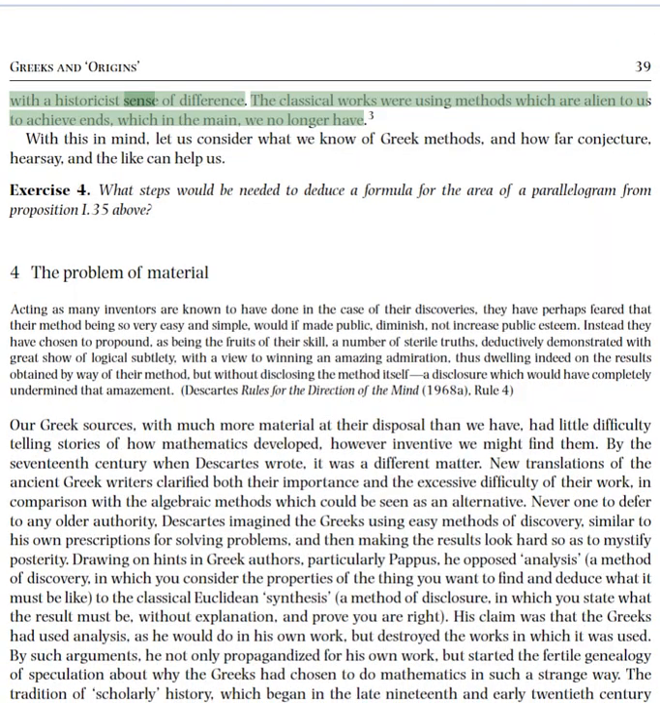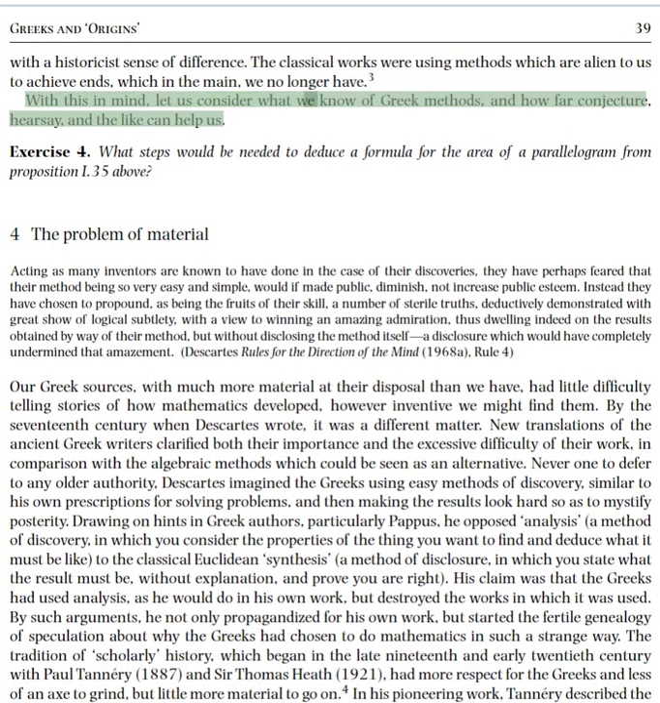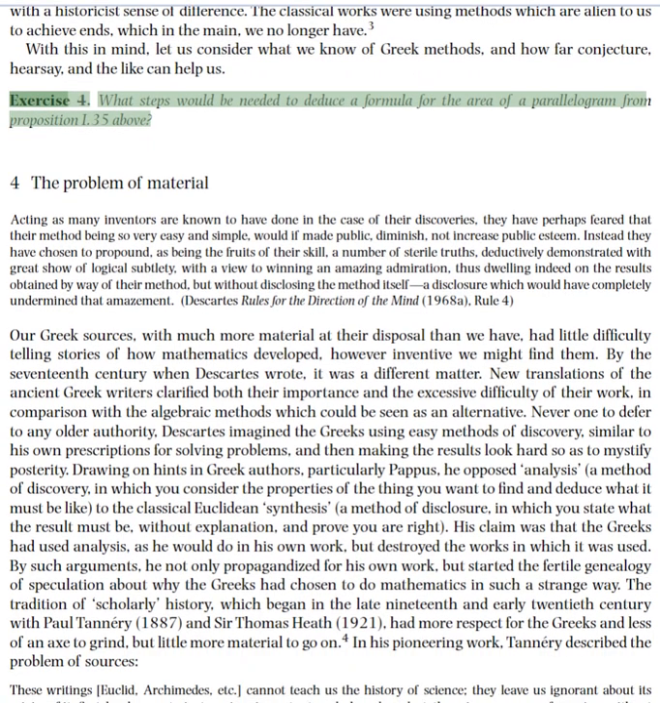with a historicist sense of difference. The classical works were using methods which are alien to us to achieve ends which, in the main, we no longer have. With this in mind, let us consider what we know of Greek methods, and how far conjecture, hearsay, and the like can help us. Exercise 4. What steps would be needed to deduce a formula for the area of a parallelogram from proposition I.35 above?